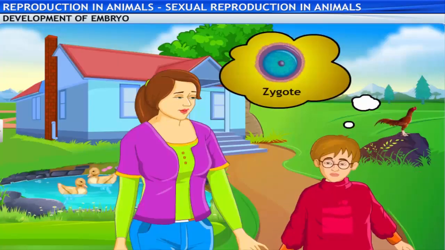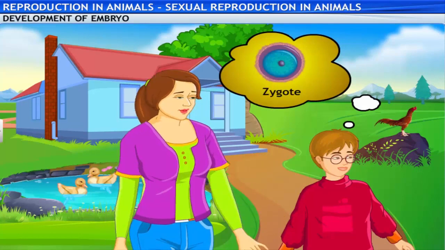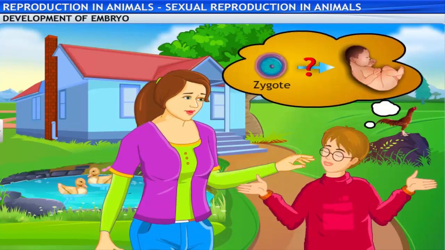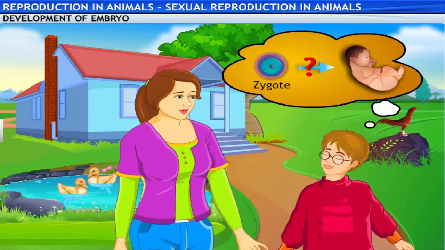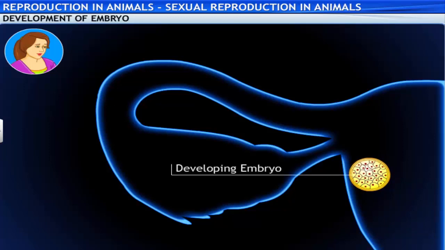How big is a zygote generally? It's a single cell, really. You know how small cells are. How does such a small single cell transform into a baby? You remember that the supercell, the zygote, marks the beginning of a new individual. The zygote divides repeatedly to form a ball of cells, which, in turn, develops into tissues and organs of the body. This developing structure is called an embryo.